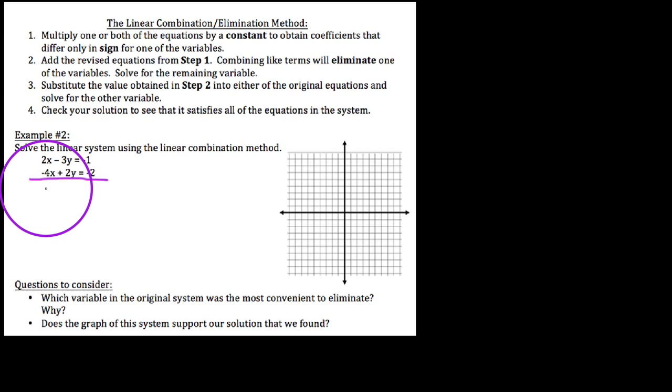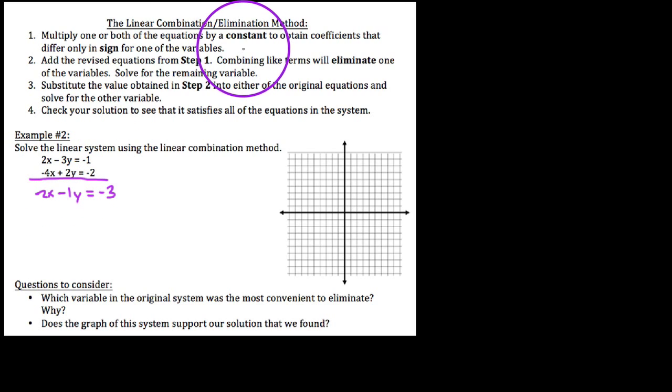I could say 2x plus negative 4x is negative 2x. And I could add my negative 3y and positive 2y to come out to be a negative 1y. And I could add my negative 1 and my negative 2 to get a negative 3. The reason why we refer to this as linear combinations is because we've combined these two lines.